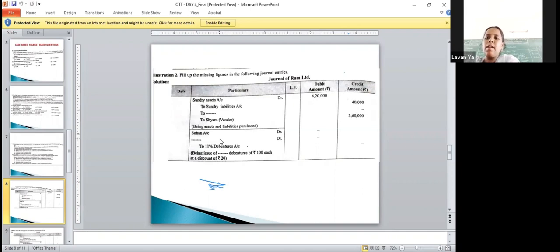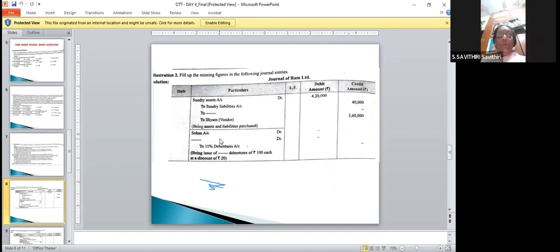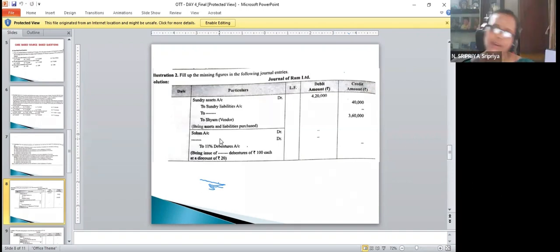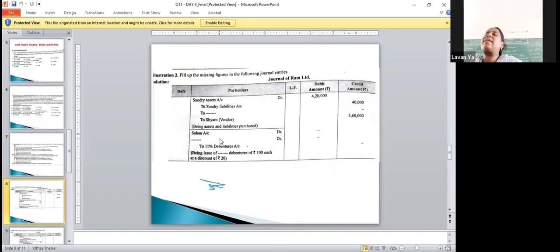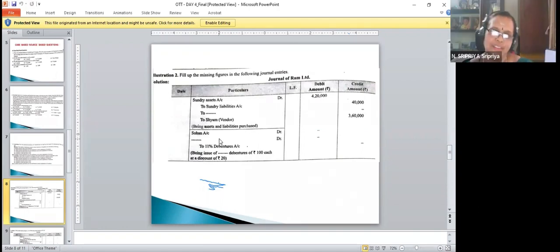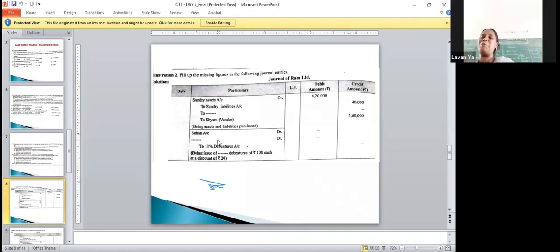Goodwill, ma'am. Goodwill 20,000. Goodwill will come in credit, 20,000. Goodwill is an asset, no? How will it come on the credit side? Okay, okay. Yes, yes. Ma'am, it should be capital reserve. I didn't see that, ma'am. Fine.